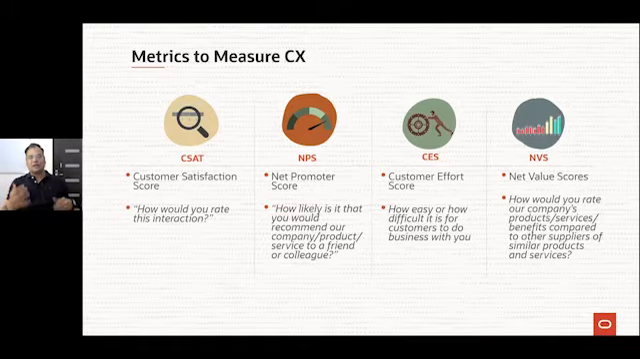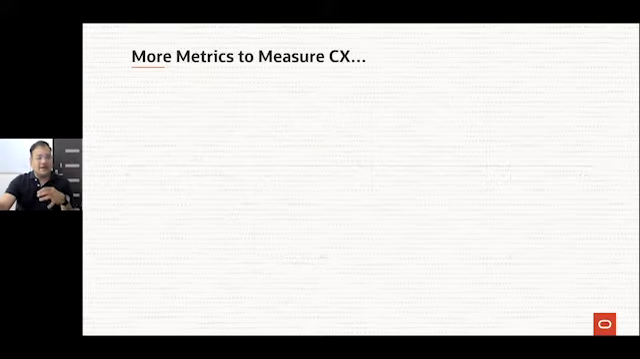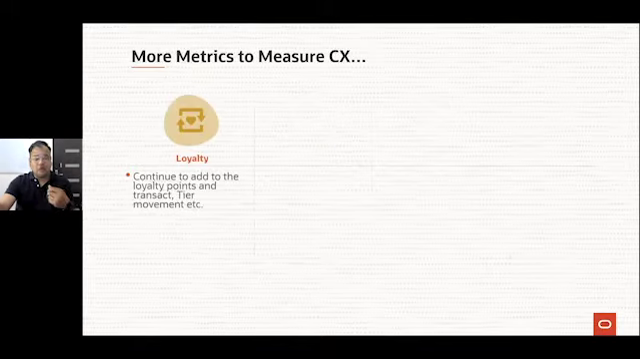So it looks at the value score. What is the value compared to the other suppliers? It's again not as straightforward as filling up a form or CSAT or NPS, but it looks at various dimensions. There are more metrics to measure CX, right? Not just the CSAT and the NPS and net value score, but loyalty.